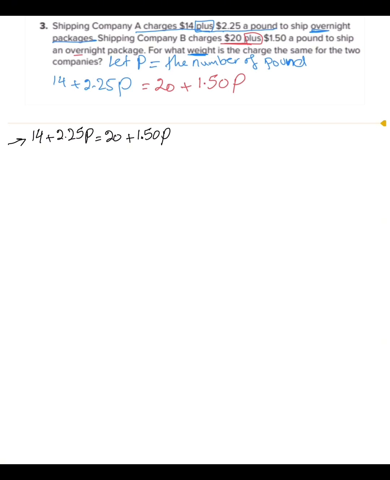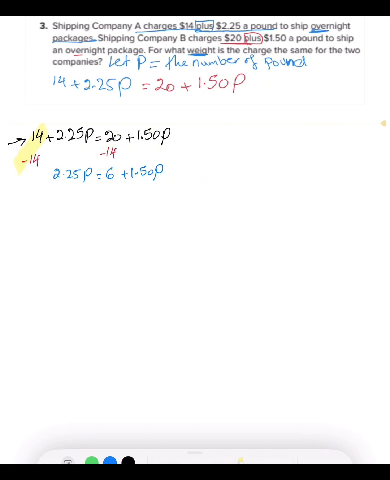I will start with minus 14 on both sides. So I will get on the first side 2.25p equal 20 minus 14, it is 6, plus 1.50p. Why? Because I said this one will delete it: minus 14 minus 14 is 0.